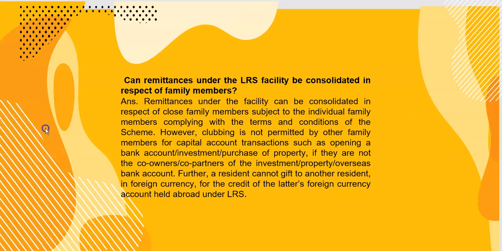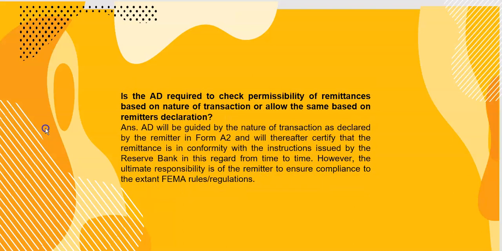or investment, purchase of property, if they are not the co-owners or co-partners of the investment, property or overseas bank account. Further, a resident Indian cannot give to another resident foreign currency for credit of a foreign exchange currency account held abroad under LRS, right? The authorized dealer is required to check permissibility of remittances based on the nature of transactions allowed, based on the remittance declaration. The authorized dealer will be guided by the nature of transactions as declared by the remitter in Form A2, right?